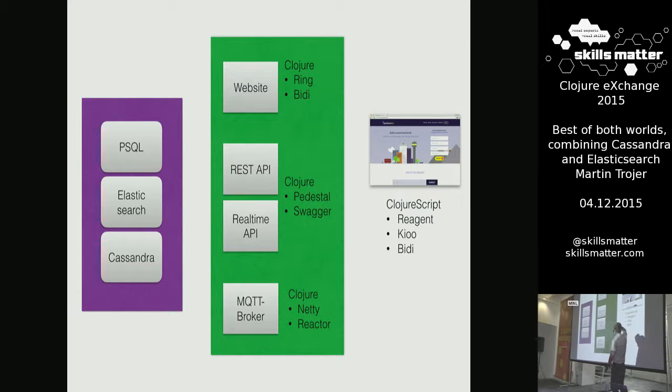On the back end, there's a couple of services. There's the website, which is a Ring app. There are the different APIs I talked about, for which we are using Pedestal. Big ups, Pedestal is awesome. I think my friend Frank will talk about that more this afternoon. We're using Swagger, as you might have seen. And then the final piece is the MQTT broker, where we use Netty, and we use something called Reactor. That's kind of cool as well.